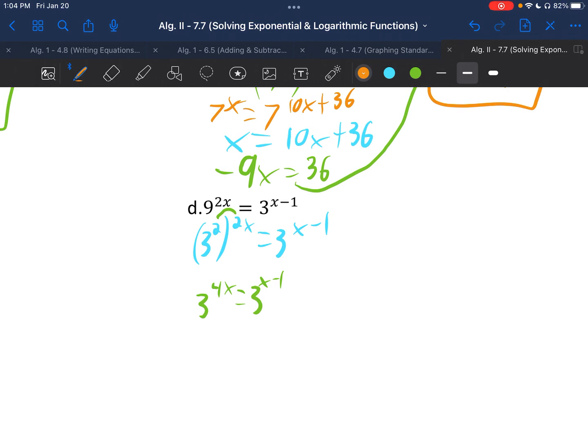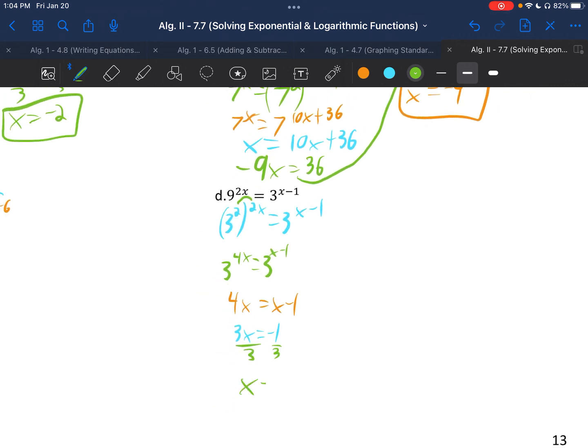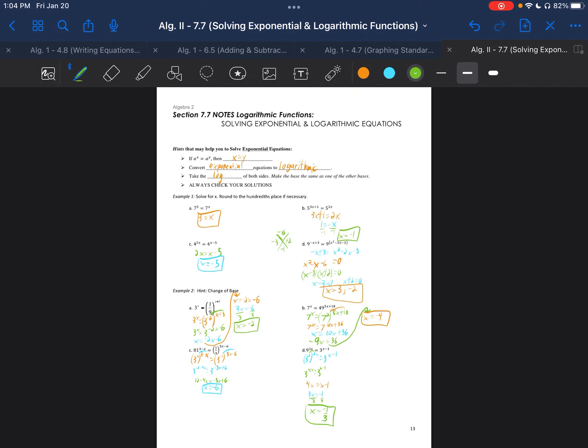Now the bases are the same, so we can set the exponents equal to each other. 4x equals x minus 1. Subtract x from each side. 3x equals -1. Divide by 3. X equals -1/3. So the difference, once again, on example 2 versus example 1 is that we had to start changing the bases.